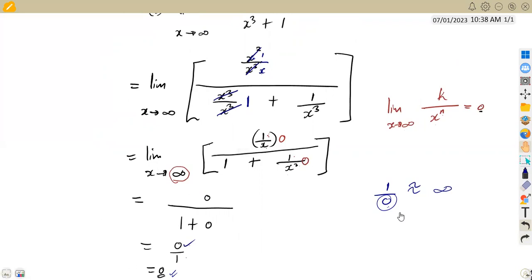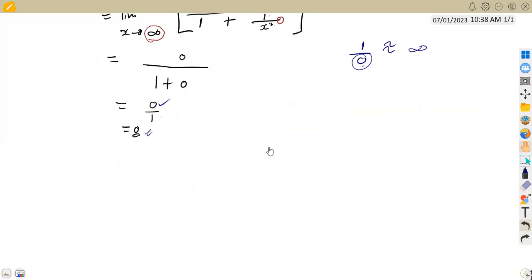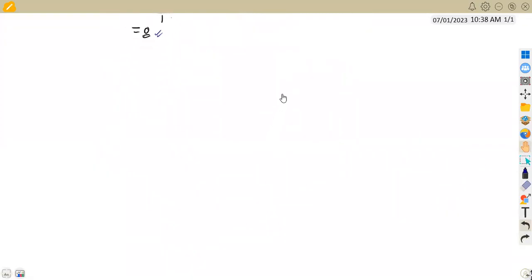That is why we are saying it's infinity. All right, so that is the application that we can have on our division concept. You divide by the term that has got the highest exponent. But like I said, some of the questions are limited to factorization.